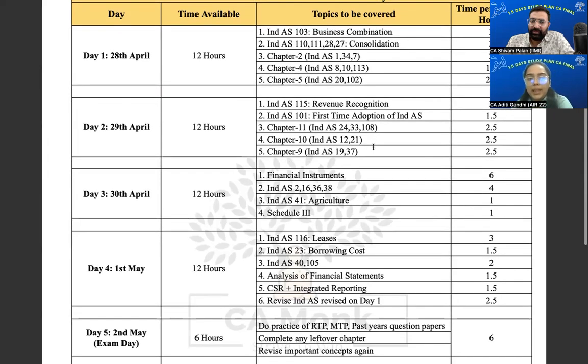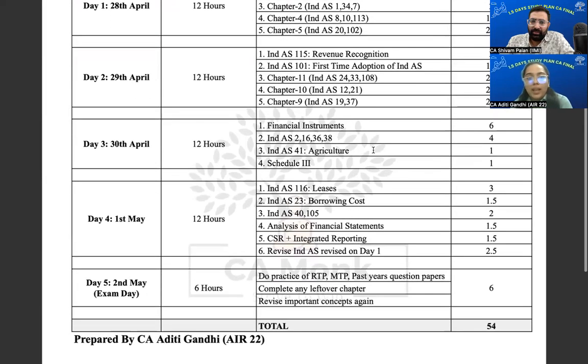और उसके बाद में Ind AS 19 और 37, एम्प्लॉय बेनिफिट्स। एम्प्लॉय बेनिफिट्स इज नॉट अ वेरी मुश्किल और बहुत ज्यादा आसान भी नहीं है, बट इट मे कम इन द एग्जाम। इसमें जो टेबल प्रॉपर क्वेश्चन बनाने वाला होता है, वी हैव टू डू रिटन प्रैक्टिस ओनली। And coming to the third day, financial instruments. It's one of the most feared chapters according to me.